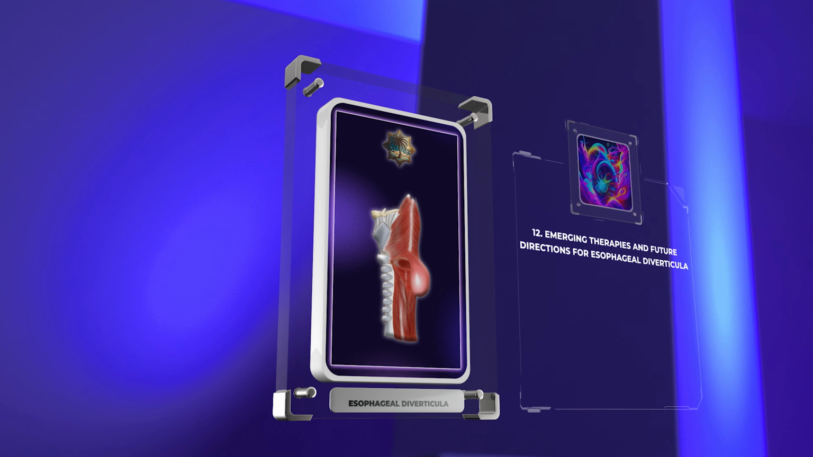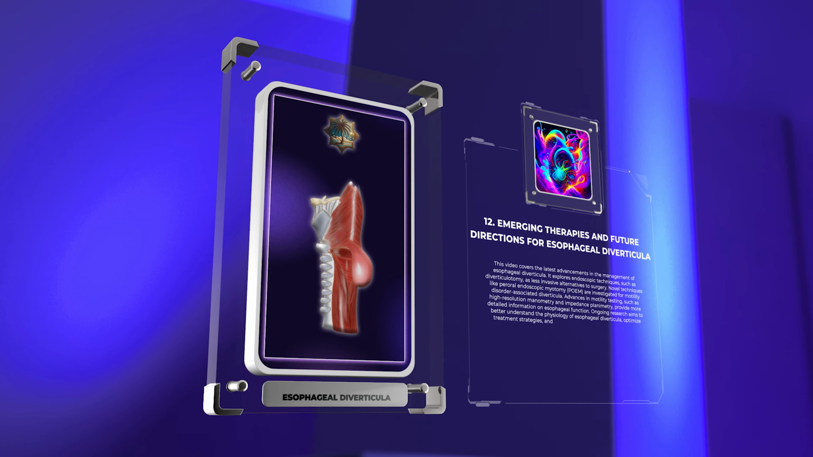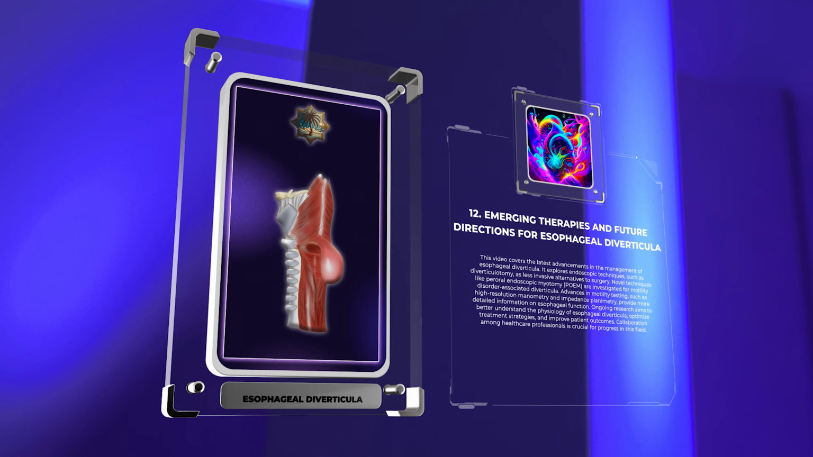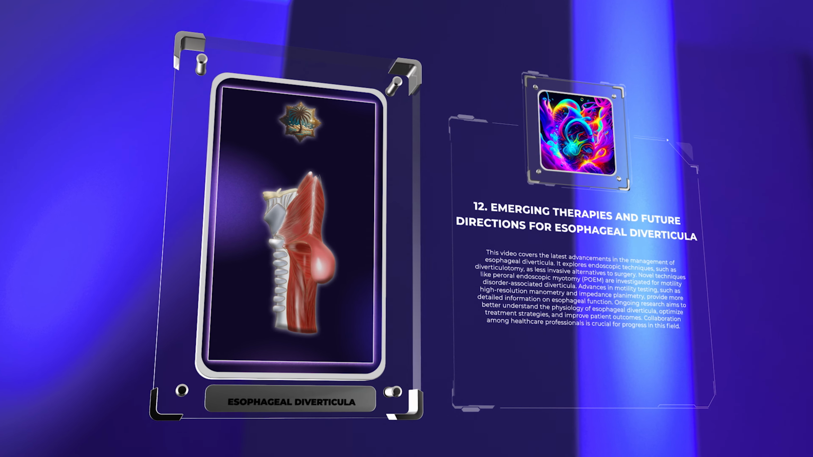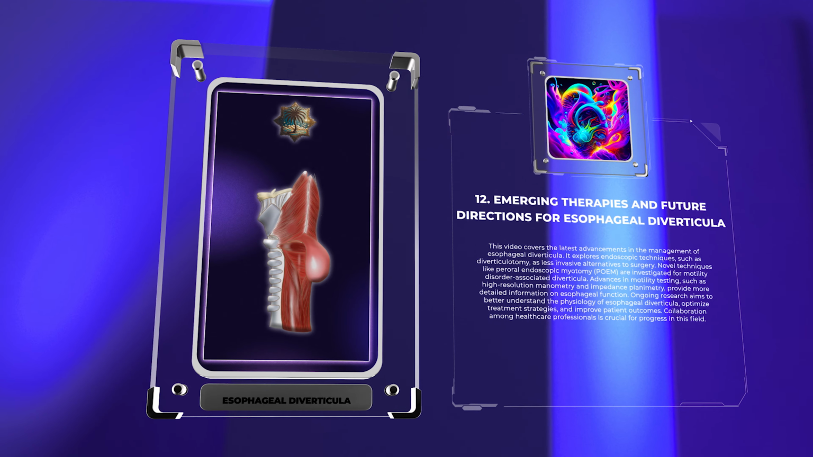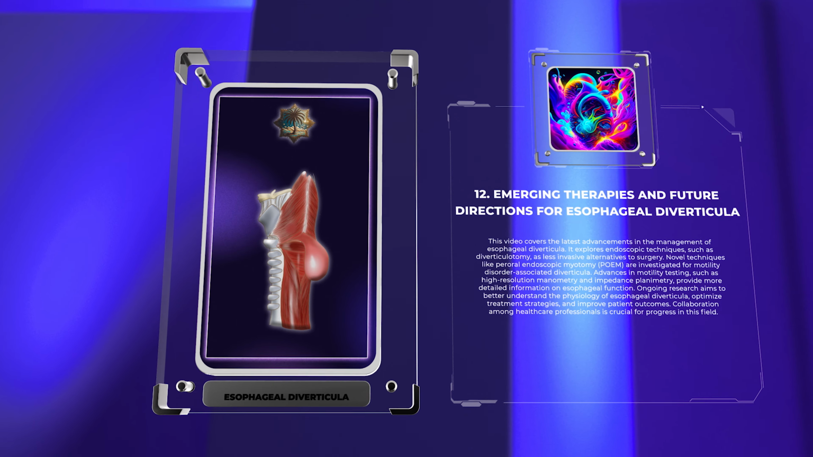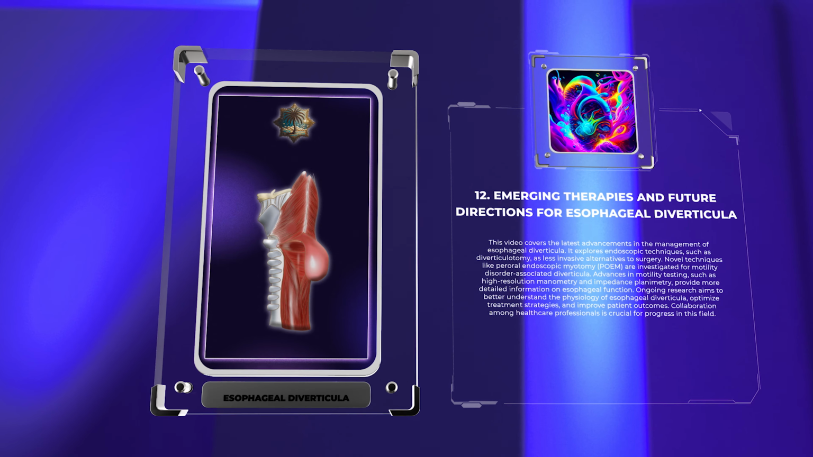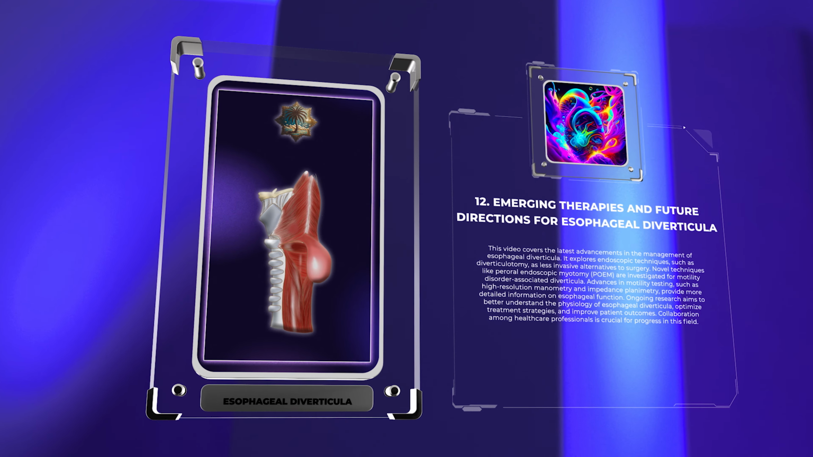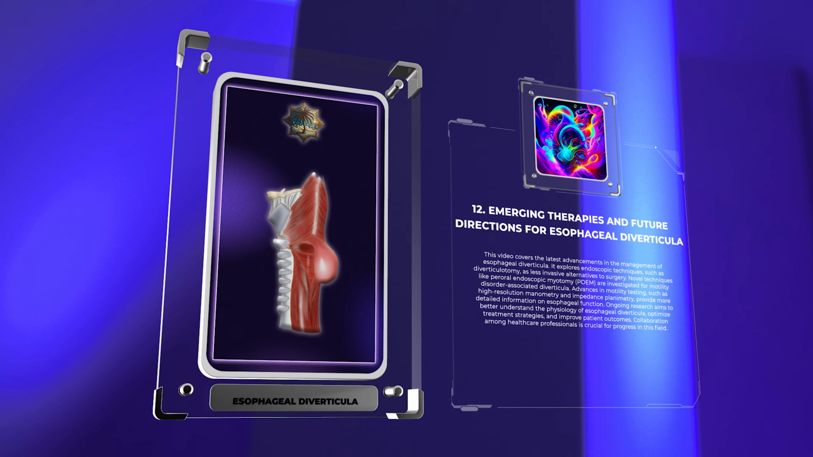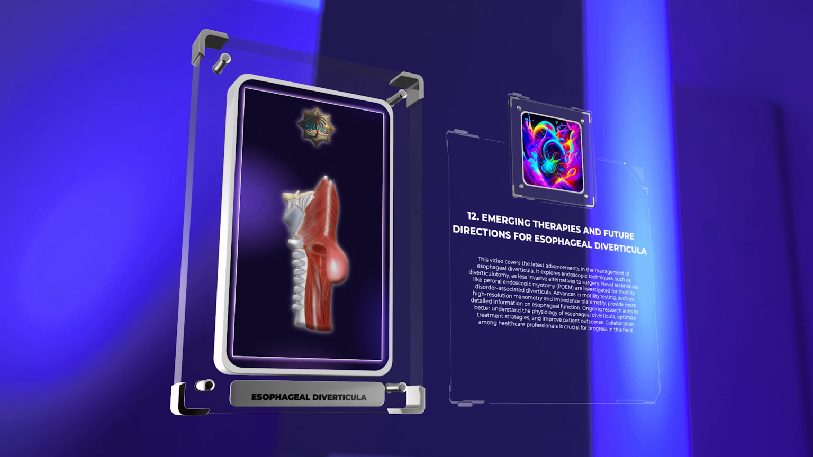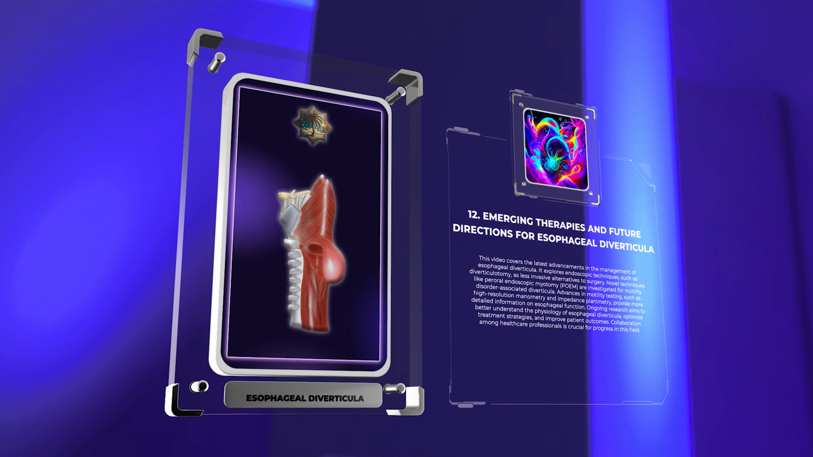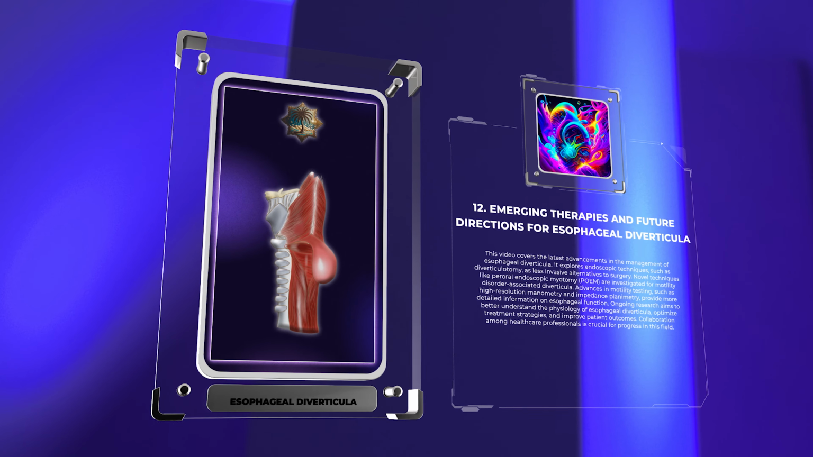This video covers the latest advancements in the management of esophageal diverticula. It explores endoscopic techniques, such as diverticulotomy, as less invasive alternatives to surgery. Novel techniques like peroral endoscopic myotomy, POEM, are investigated for motility disorder-associated diverticula. Advances in motility testing, such as high-resolution manometry and impedance planimetry, provide more detailed information on esophageal function.